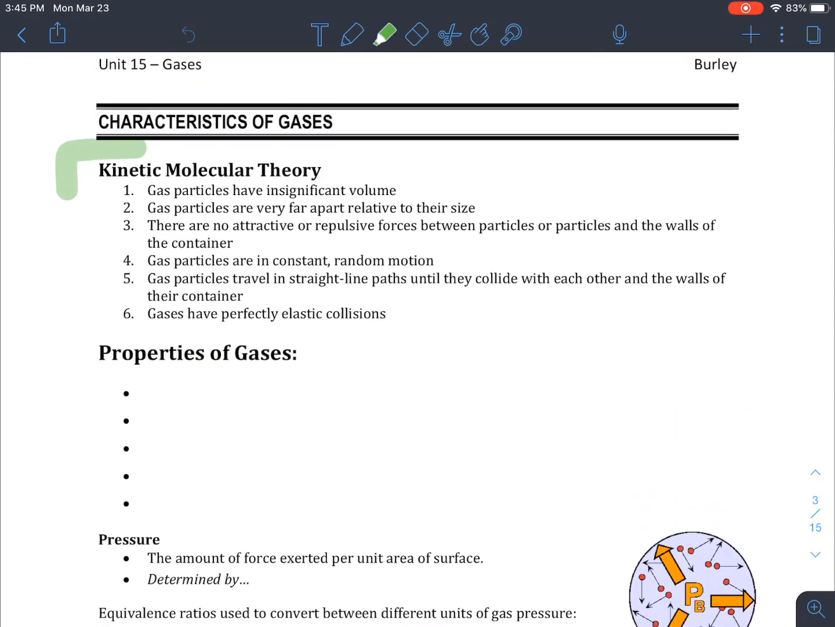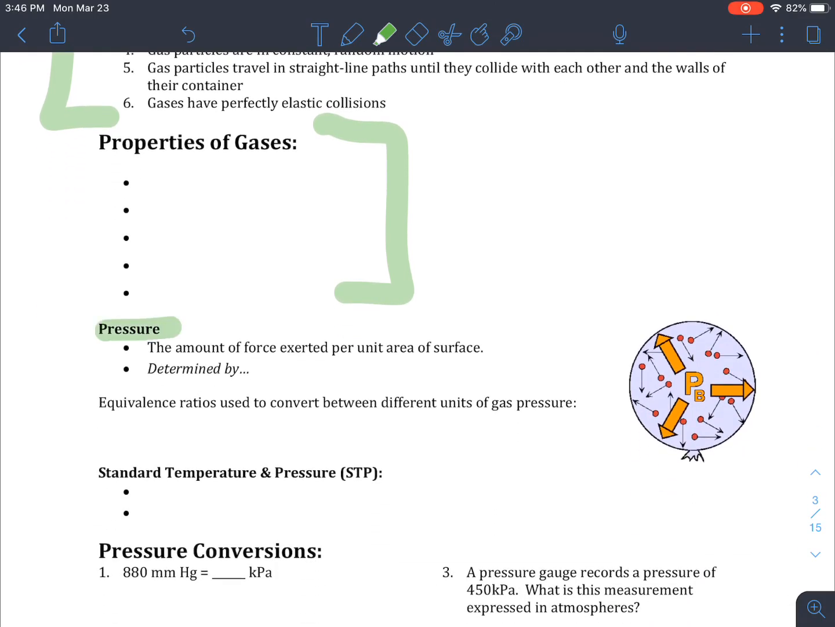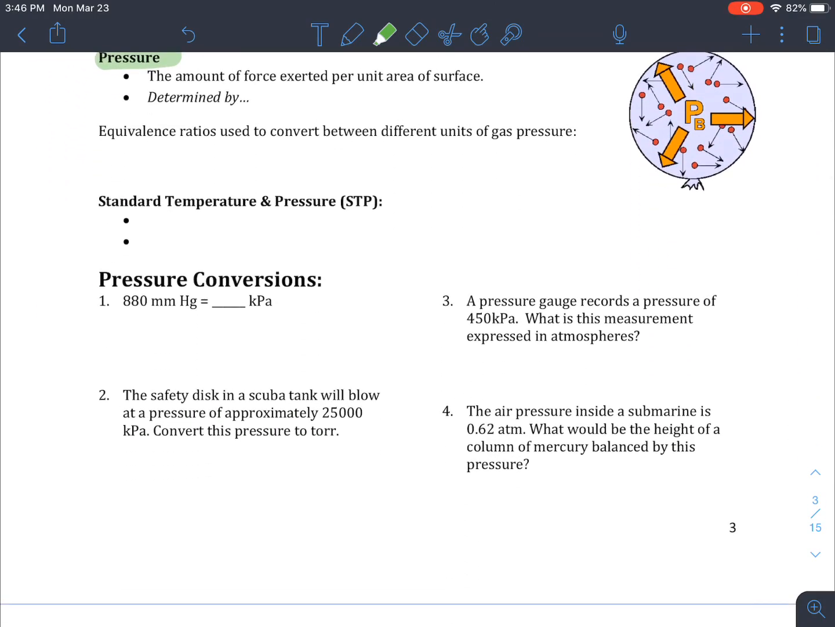And we're going to first go over the kinetic molecular theory, then some properties of gases, and then we'll be going over pressure, and I will also go over a conversion with you guys.